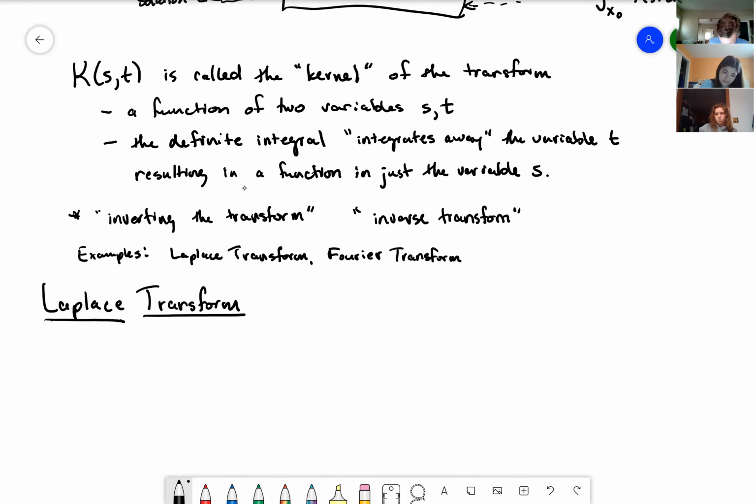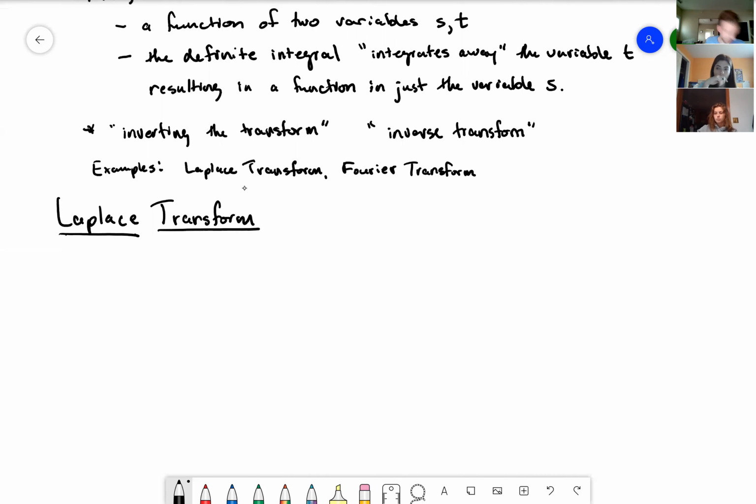This is named after the French mathematician Pierre-Simon Laplace. I don't have the date when he came up with this idea written, but it's named after him, even though a lot of the work was done by other mathematicians. So the kernel for the Laplace transform is K(s,t) equals e to the minus st. And so we often write the transform as this script L, and then the input function we put in curly braces.